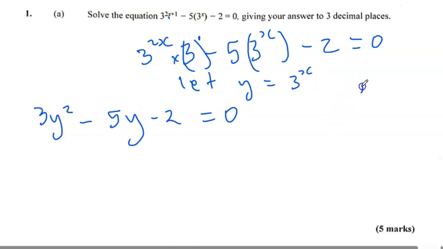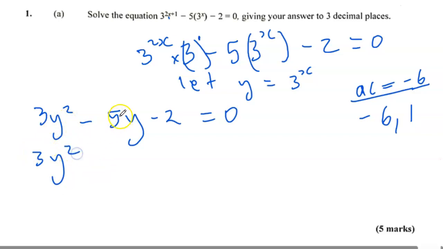So let's use the AC method. AC, that's 3 times minus 2, that's minus 6. So think of two numbers that would add to give the middle term minus 5 and multiply to give minus 6. That seems to be negative 6 and positive 1. So this is 3y squared, rewrite minus 5y as minus 6y plus 1y, minus 2 equal to 0.